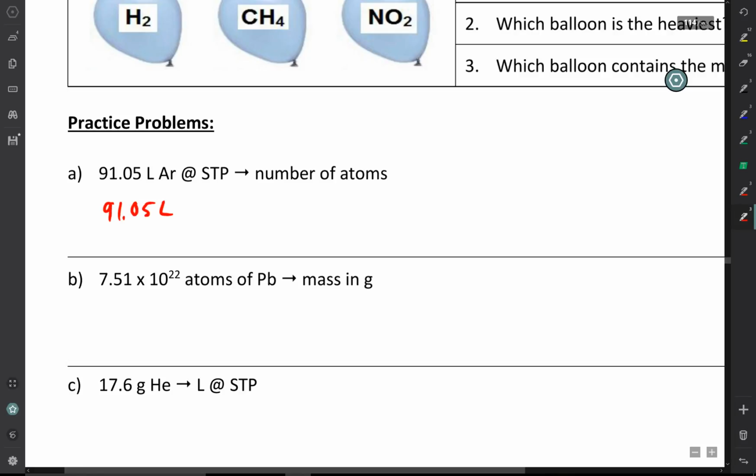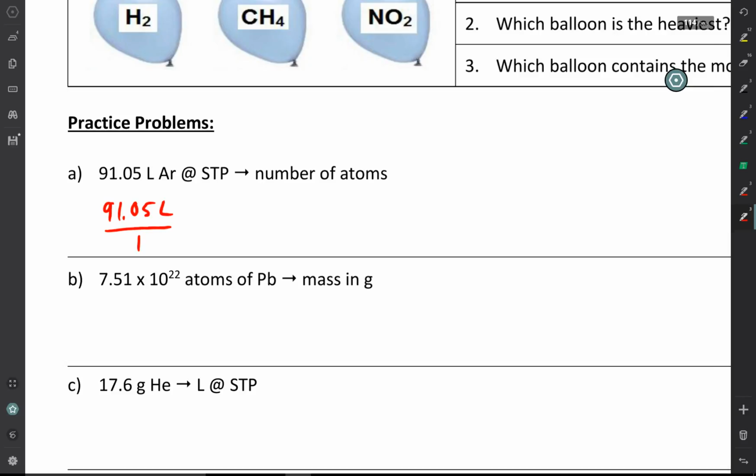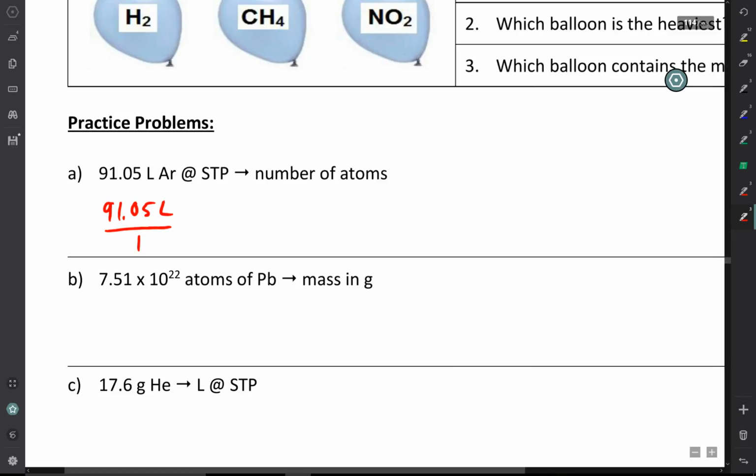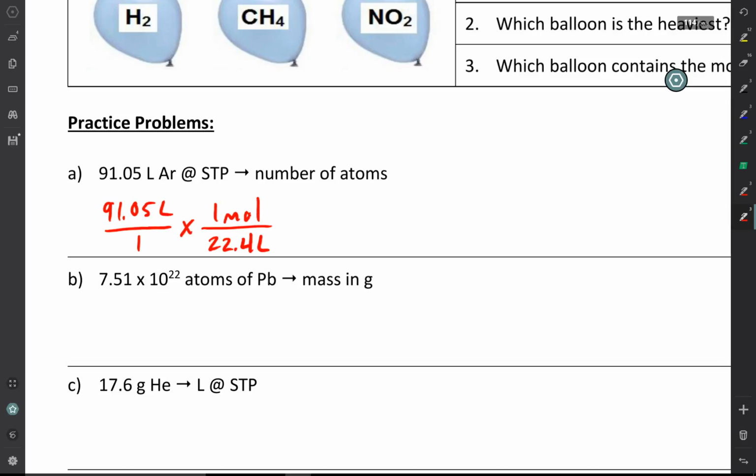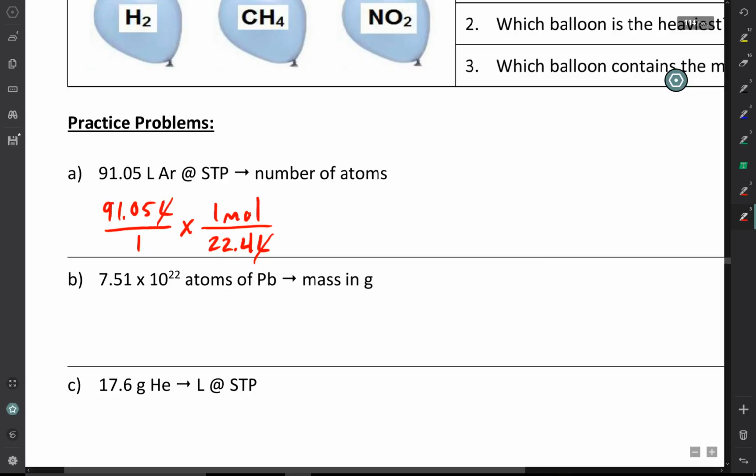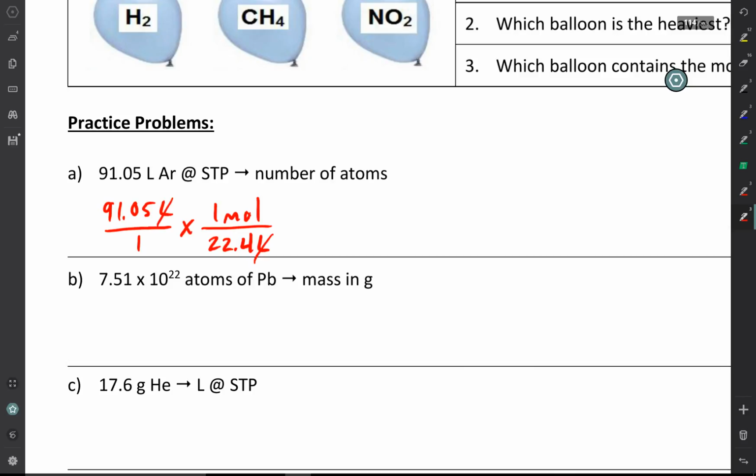We're going to start the same way we start all dimensional analyses, by writing down the number and units that were provided. I don't know how to get from liter directly to number of atoms. I'm going to need to use the mole to convert. I know that at standard temperature and pressure, 1 mole of a gas, and argon is a gas, will be equal to 22.4 liters. So I can use this fraction, or conversion unit, to get liters to cancel out and leave me in moles.